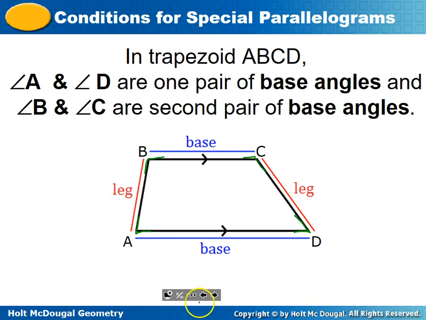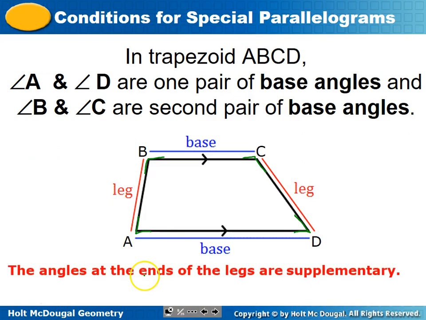And in addition to that, we have a couple properties I want to talk to you about here. The angles at the ends of the legs are supplementary. Now I want to talk to you about why this is true. So if we look here, we have this parallel line here, and we have this parallel line here, right? Then we have this transversal.